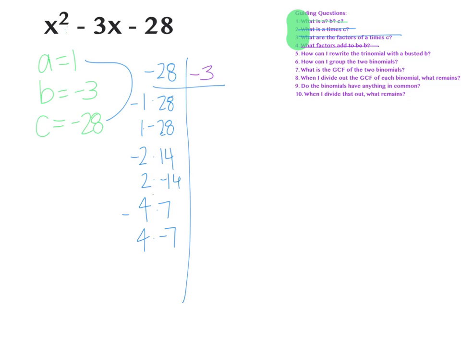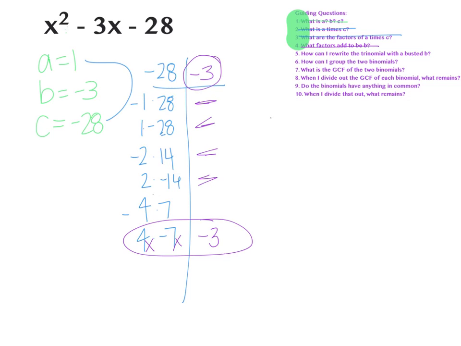All right, so then the next question is, what are the factors that add to B? So I'm looking for which one of those give me -3 when I add them together. Well, I know that -1 and 28, these are going to be too big. Even these are going to be too big. And I want it to be -3, so I'm going to choose 4 minus 7, which is -3. So those are the factors that I'm going to bust the B. So it's no longer going to be -3x, it's going to be 4x minus 7x, or -7x plus 4x. Either way works.